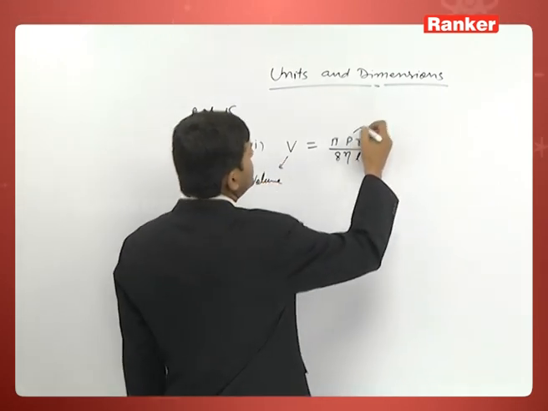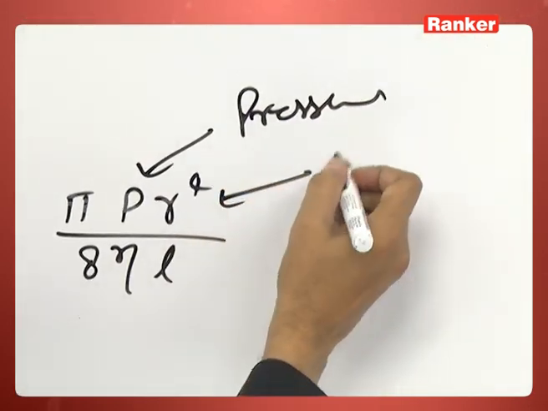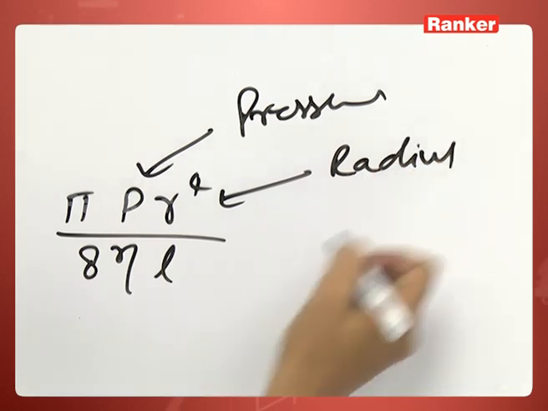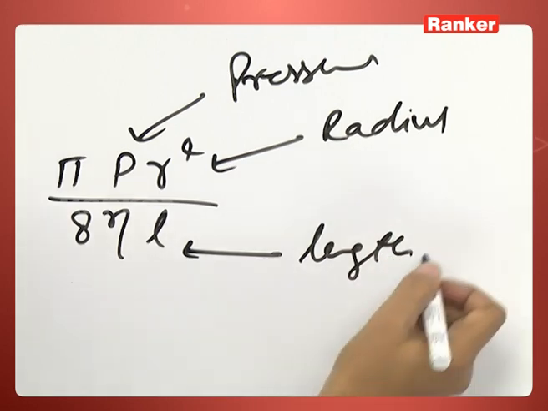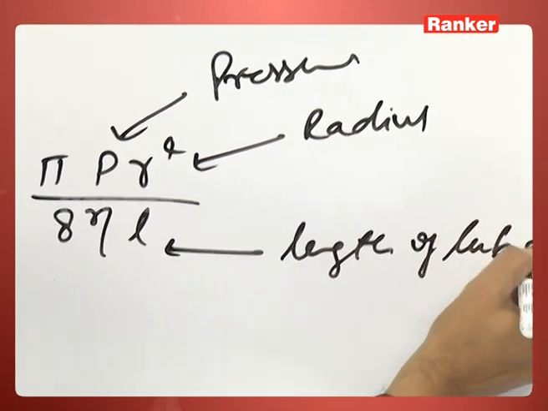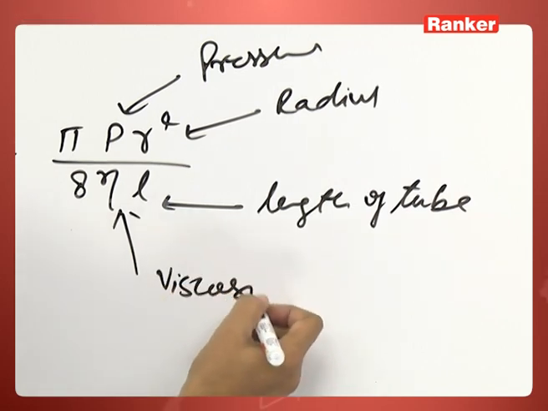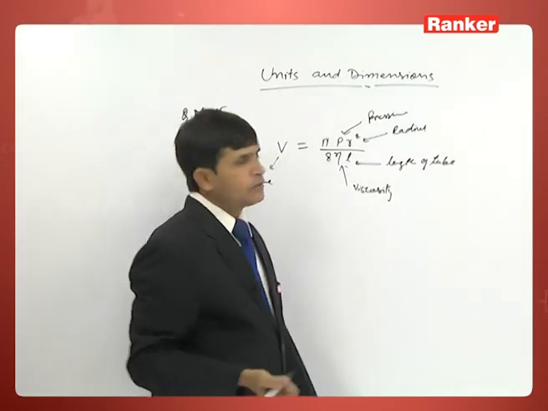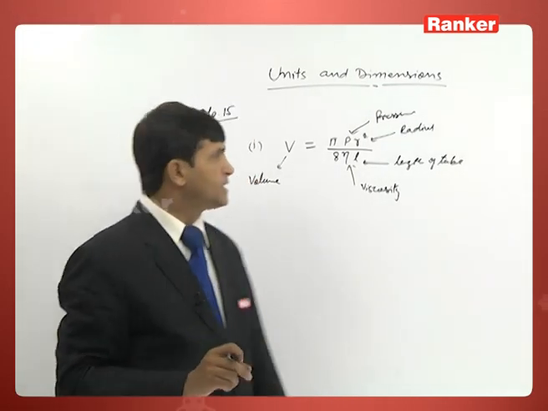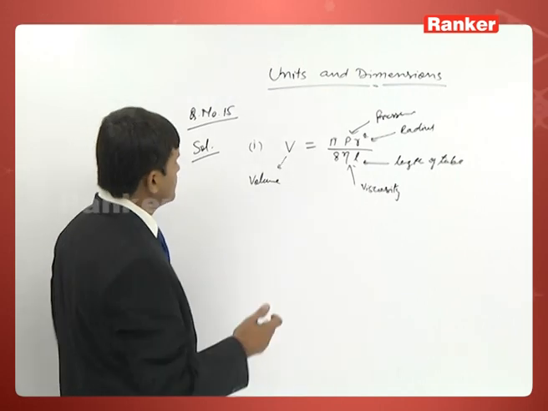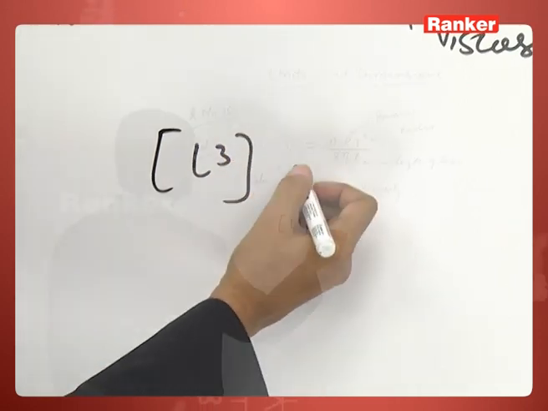And this P is here pressure, r is the radius of tube, L is the length of tube, and eta is your viscosity. So we would like to check it, either dimensionally it is correct or not. See, volume, left hand side, dimension of volume is L cube.